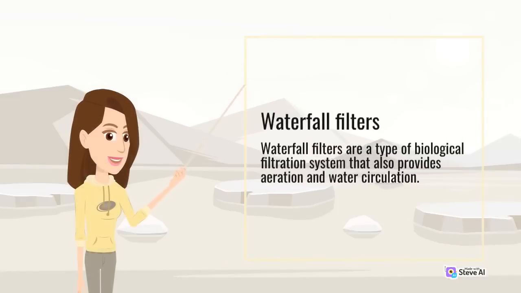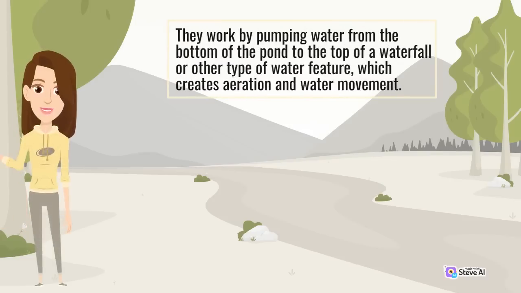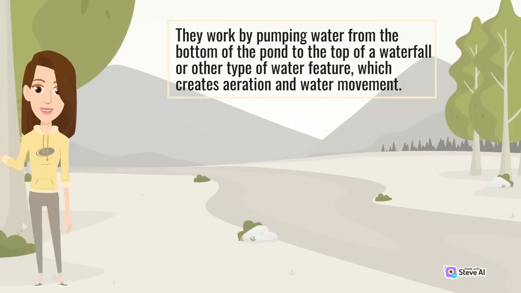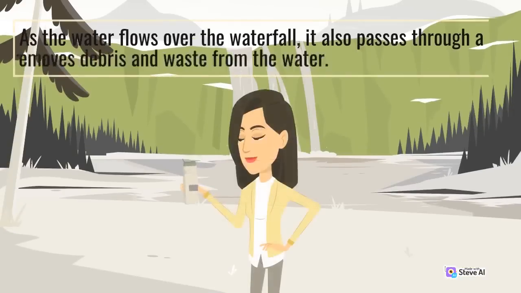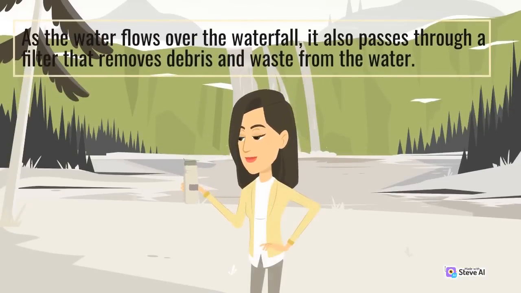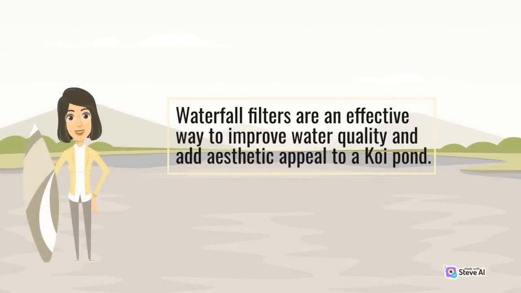Waterfall filters. Waterfall filters are a type of biological filtration system that also provides aeration and water circulation. They work by pumping water from the bottom of the pond to the top of a waterfall or other type of water feature, which creates aeration and water movement. As the water flows over the waterfall, it also passes through a filter that removes debris and waste from the water. Waterfall filters are an effective way to improve water quality and add aesthetic appeal to a koi pond.